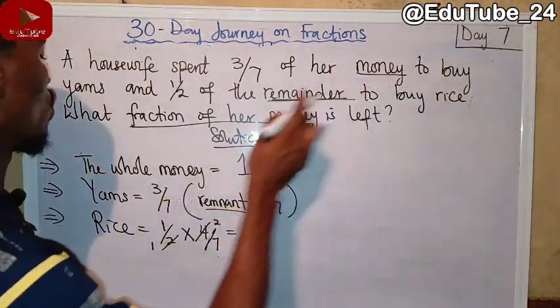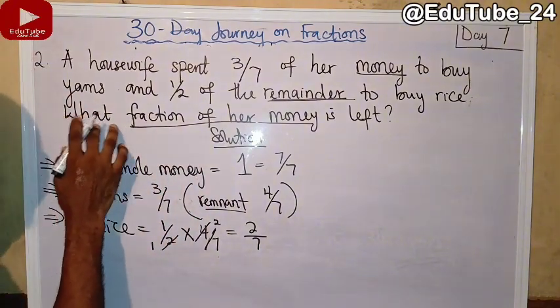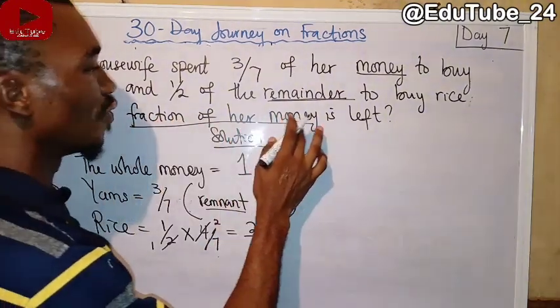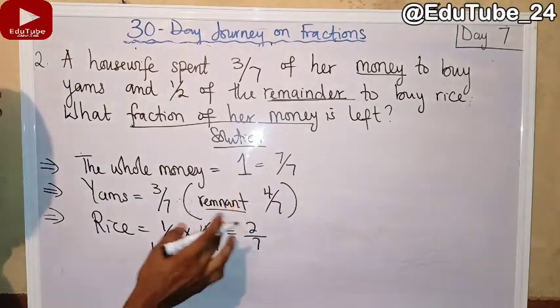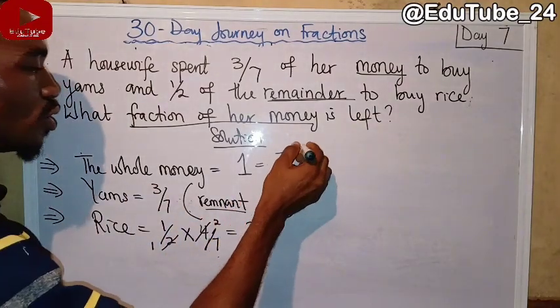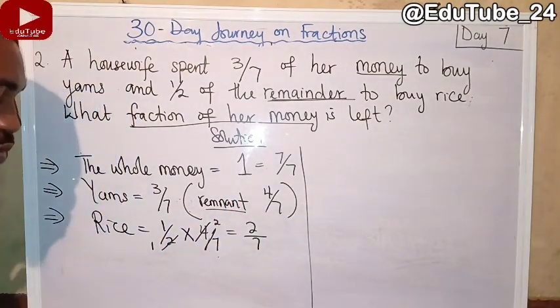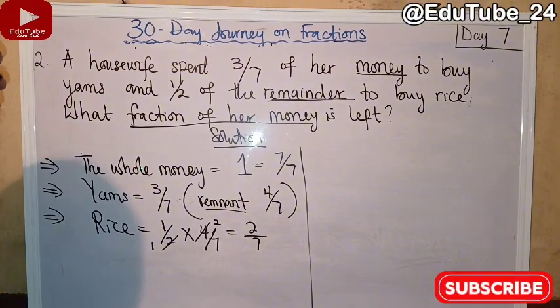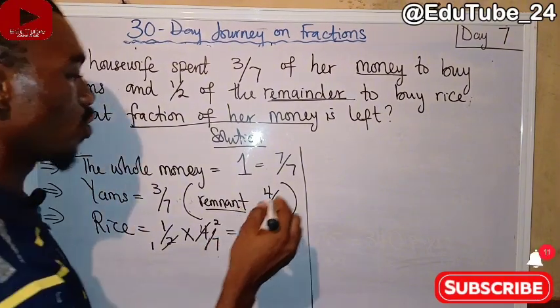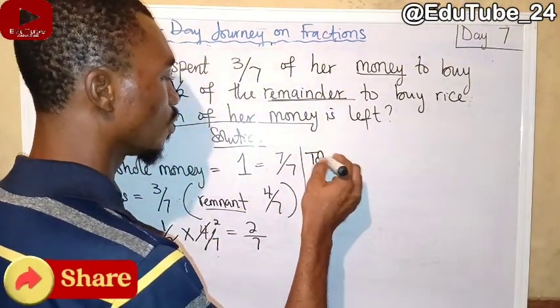So let's proceed with the question. The main part of the question then says, what fraction of her money is left? What fraction is left? So to find what fraction is left, we have to find the total fraction of the money spent. So we are going to say total spent.